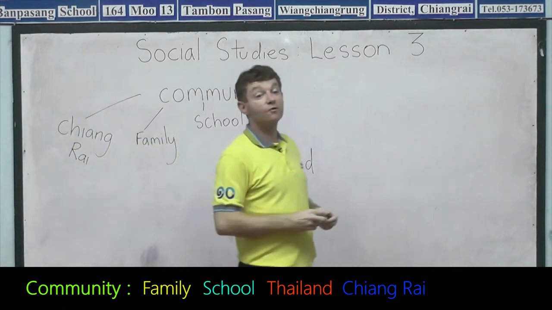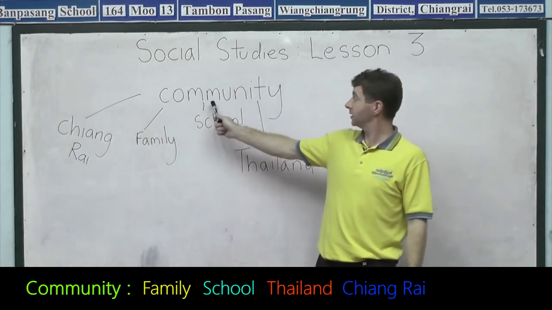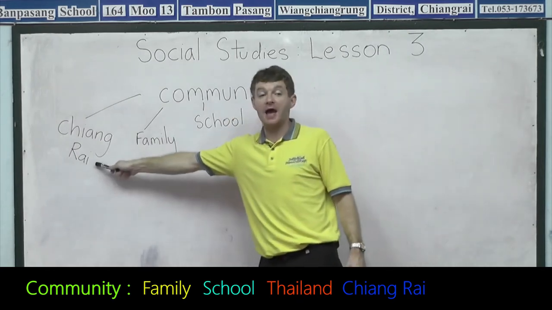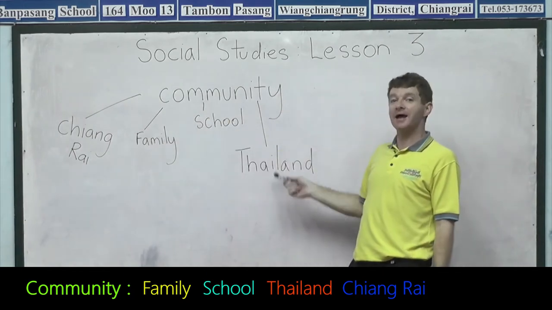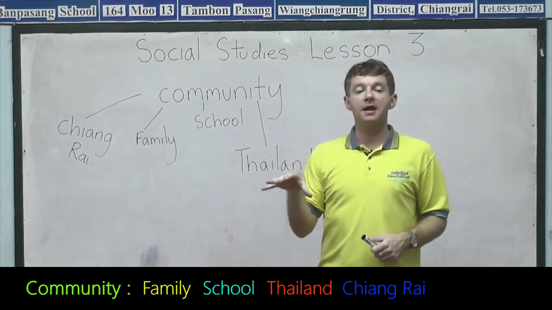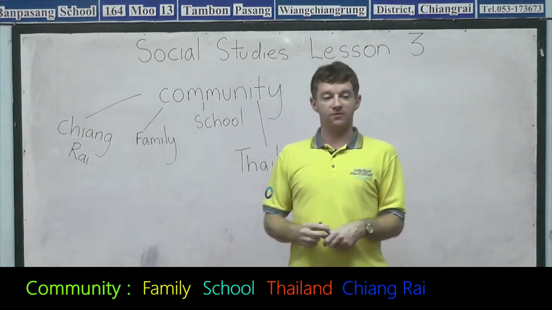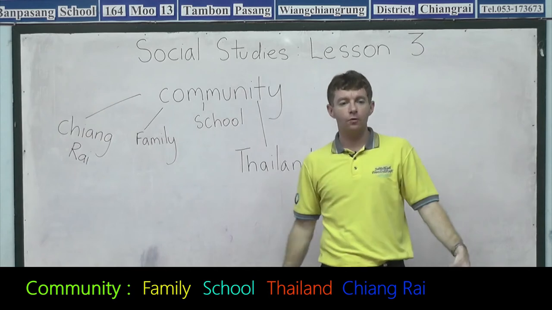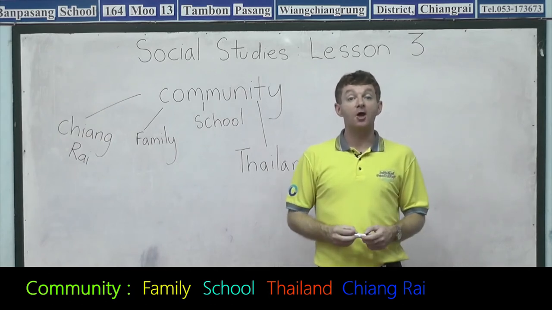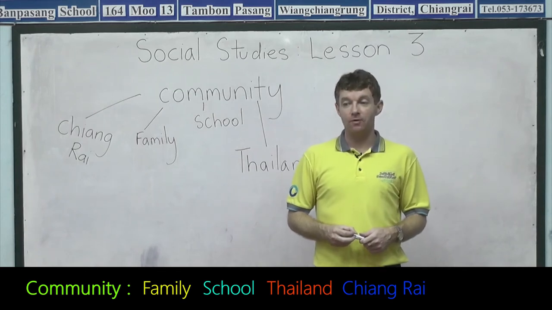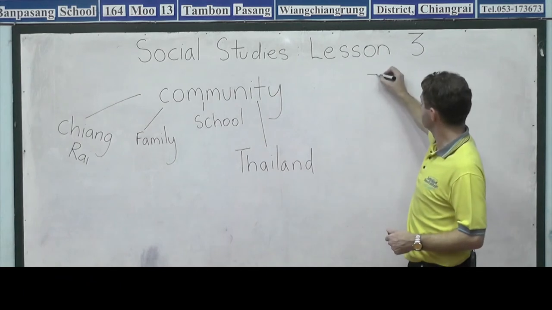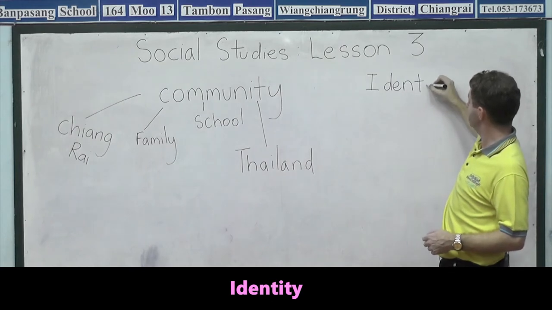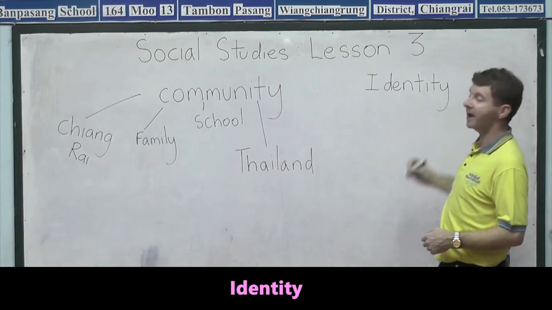Excellent, guys. So there's four types of community. Family community. School community. Chiang Rai community. And Thailand community. Now remember the last lesson when we spoke about what makes a community? There were certain types of things. The way we dress, the things we do, is what gives a community identity. Remember? Identity. I-D-E-N-T-I-T-Y.